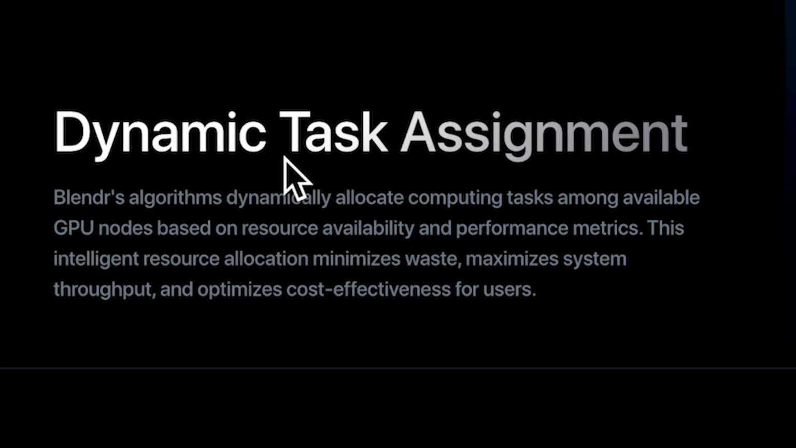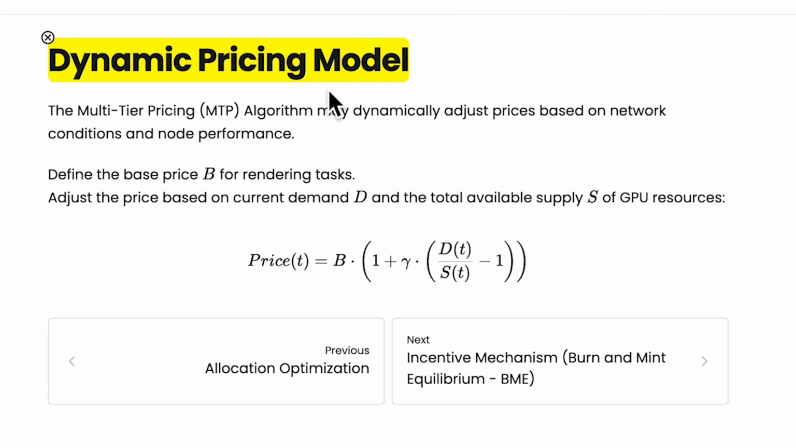Blendr offers dynamic task assignment. Blendr's algorithm dynamically allocates computing tasks among available GPU nodes based on resource availability and performance metrics. This intelligent resource allocation minimizes waste, maximizes system throughput, and optimizes cost effectiveness for users. And this also goes along with their dynamic pricing model. The multi-tier pricing (MTP) algorithm may dynamically adjust prices based on network conditions and node performance.